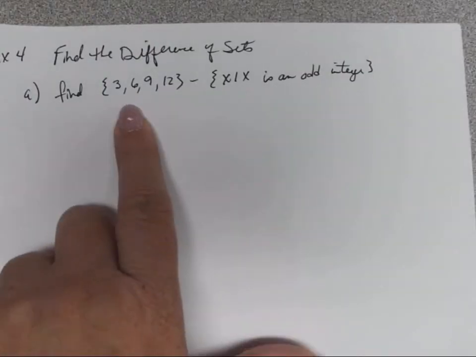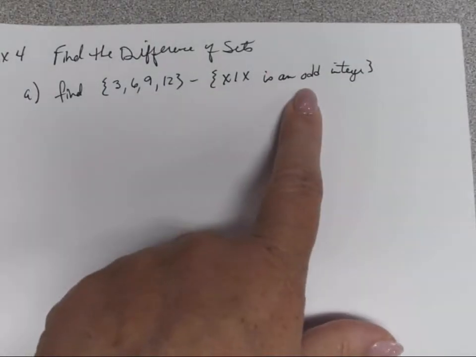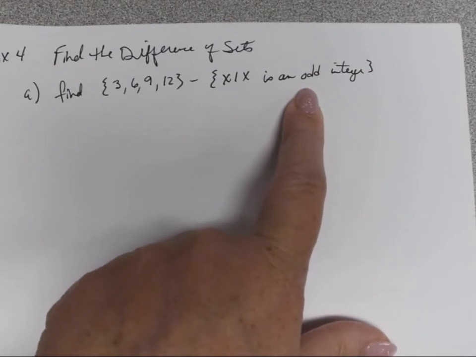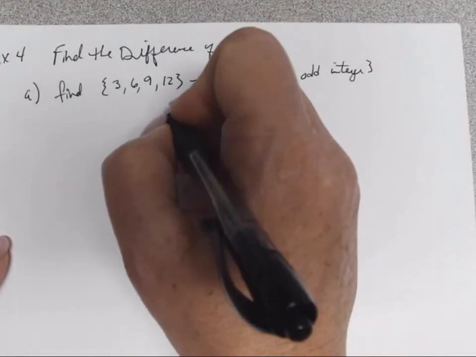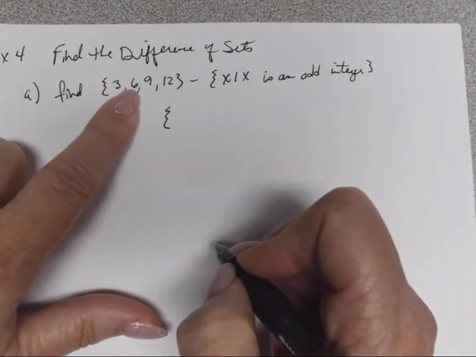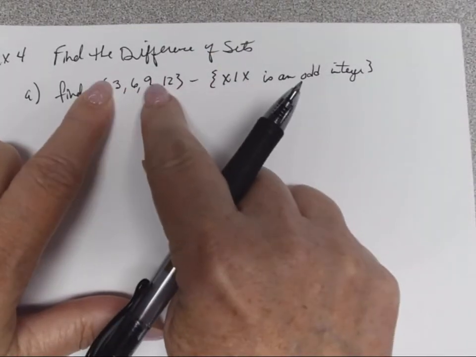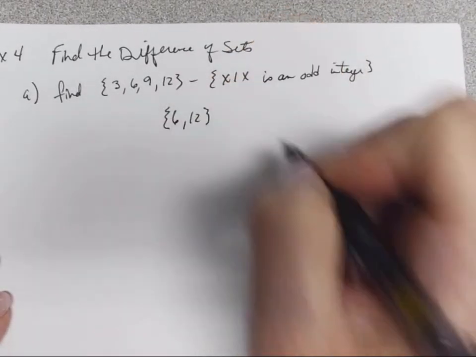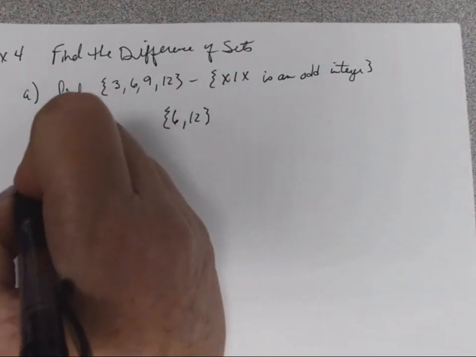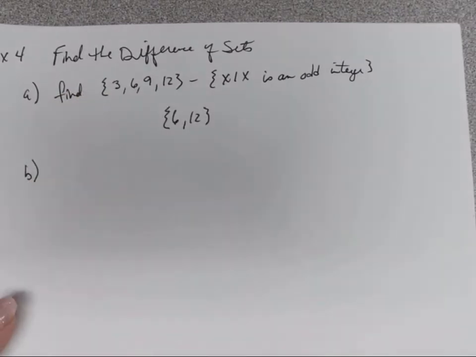So this is a set minus odd integers. That means we have to take out all the odd integers. So what would be left is going to be the even ones. So this would be 6 and 12, because 3 and 9 would be taken out as the odd integers. So we'll have 6 and 12. And then let's go look at part B.